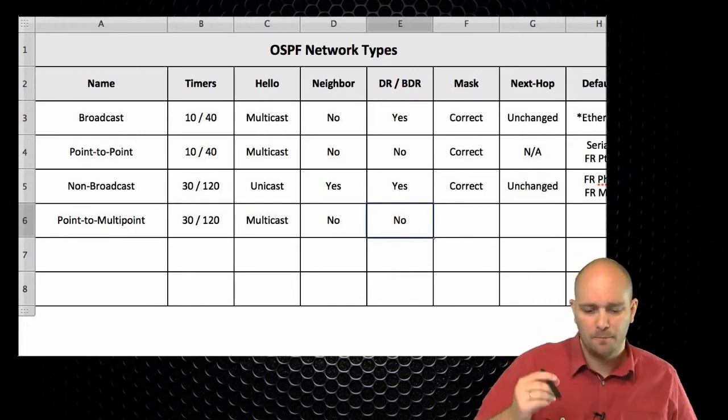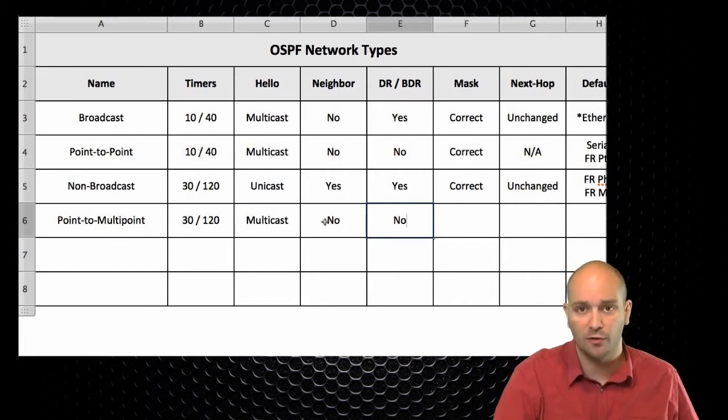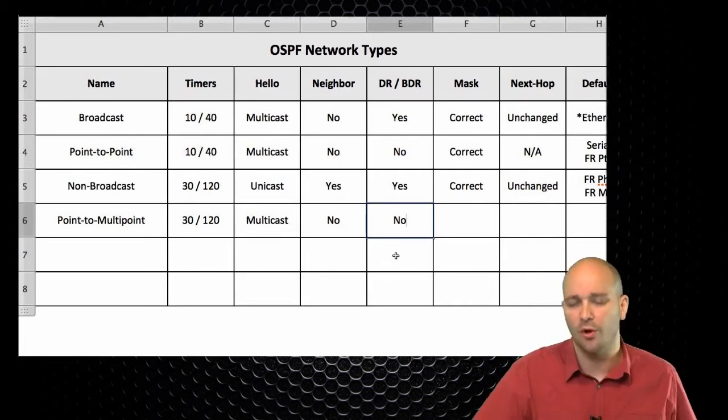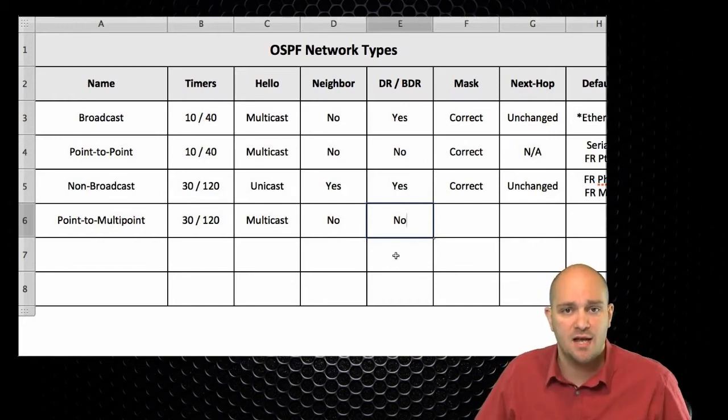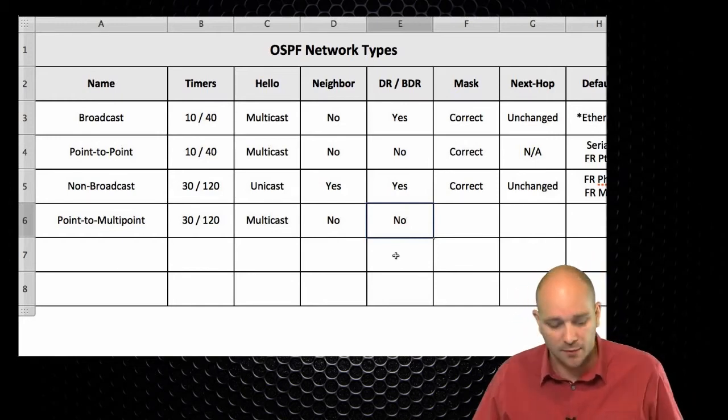Because take a look at it. We are sending multicast hellos. That means we don't have to bother configuring the neighbors, and we don't have to worry about which router is the DR in our network. But this is where things become a little bit tricky.